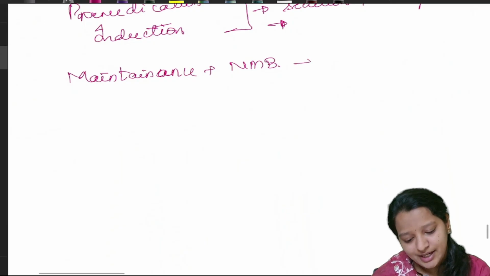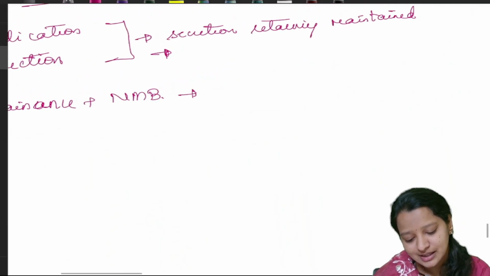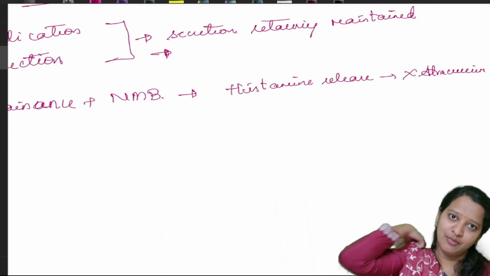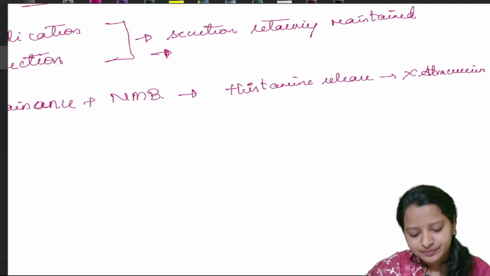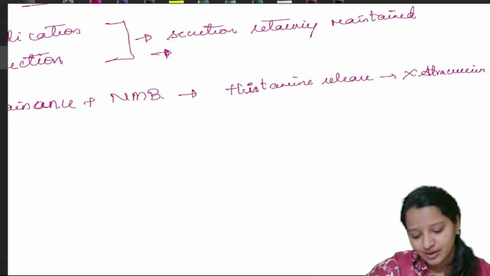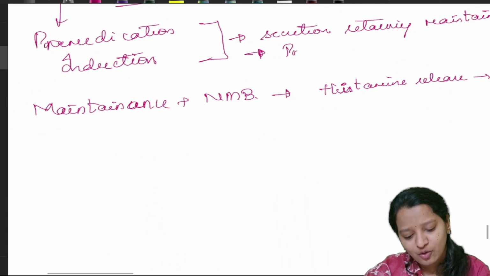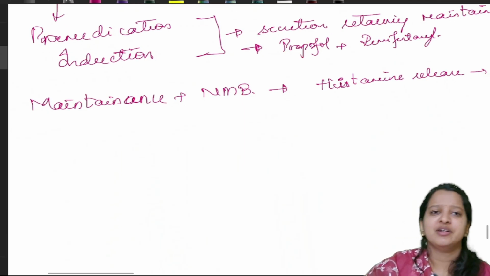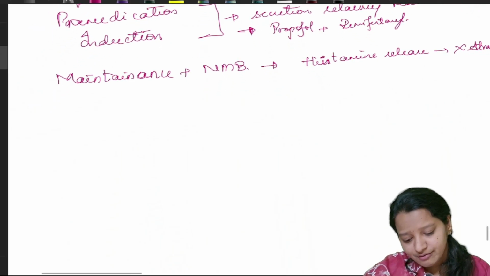The next thing in the maintenance and neuromuscular blockade, see that there is no histamine release. So we have to avoid atracurium. We can go for vecuronium or rocuronium and modest inhalational agents, and we have to avoid halothane. Okay. Here in the induction, we can go with propofol with remifentanil. Better. If remifentanil is not available, we'll obviously go with fentanyl.